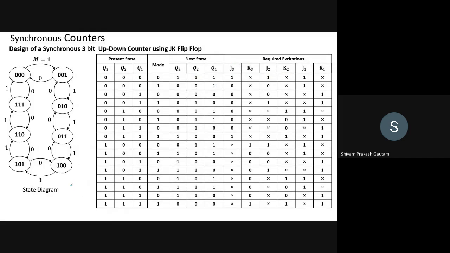Now once you have filled the table, you can see that instead of having 3 variables, we are having a 4th variable as well, which is represented by M. So now you are having 4 variables, and the K-map that we will be drawing is for 4 variables, which will have M as well. For 4 variables, we will be having 16 cells, and in those 16 cells, we can fill the values from here. First we can make a K-map for J3, then K3, then J2, then K2, then J1, then K1. We have to make 6 K-maps.